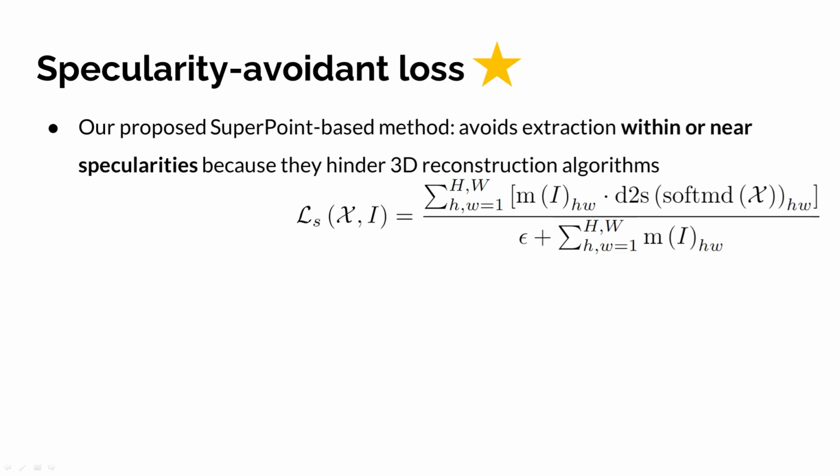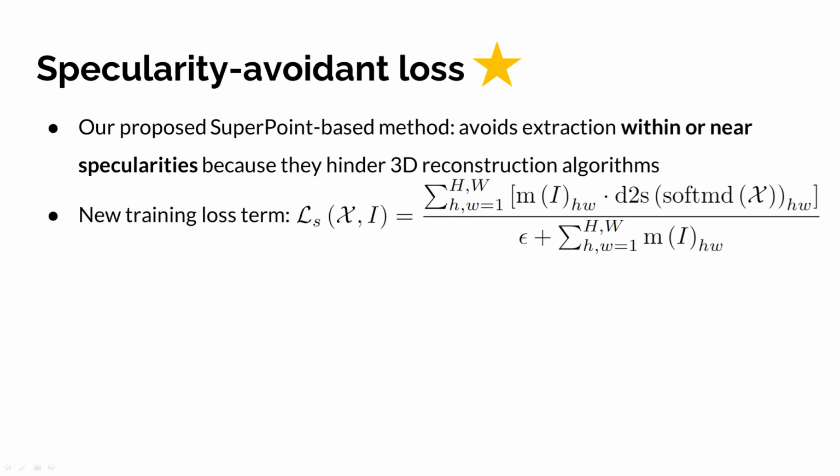But then we want to go a step further and also tell the network that not all features are desirable, and those found within or near specular reflections are bad for 3D reconstruction algorithms. We modified the framework to add a new loss term.